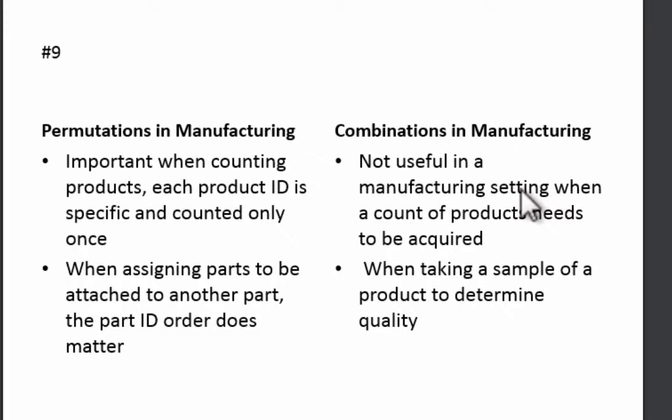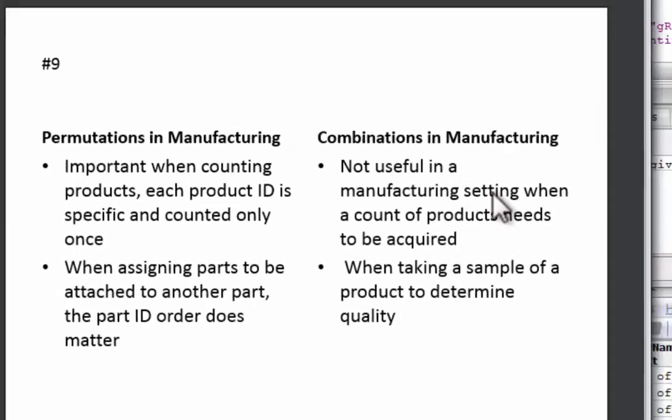Also, when you're taking a sample of a product to determine quality, and you pull out a sample product with an ID of 3, 4, 5, and then you pull out another sample product with an ID of 3, 5, 4, it would recognize those as the same ID, and so you'd think you pulled the same part to look at the quality when you actually pulled two different parts.